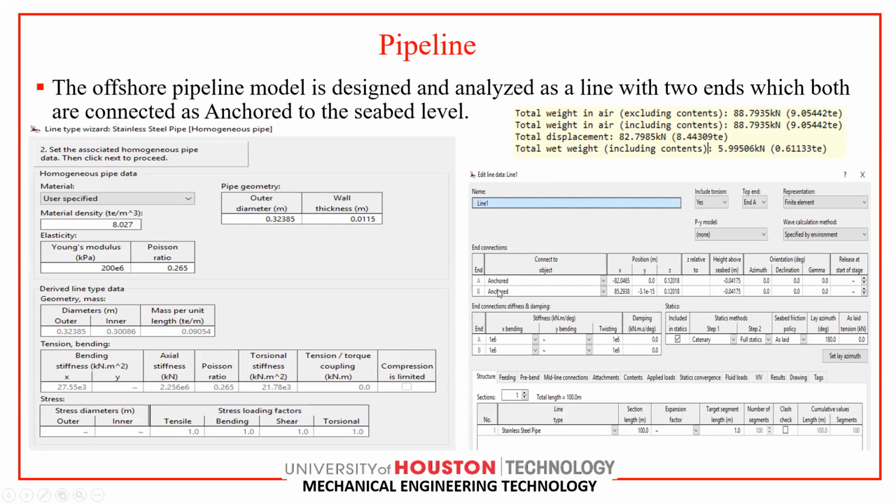And also here it shows the two ends of the pipeline are anchored. Anchor means attached to the seabed level in OrcaFlex. And this yellow figure shows the weight of the pipe outside of the water and the weight of the pipe inside of the water. For example, the total weight of the pipe in the air is around 89 kilonewton. Total weight in the water is 6 kilonewtons.